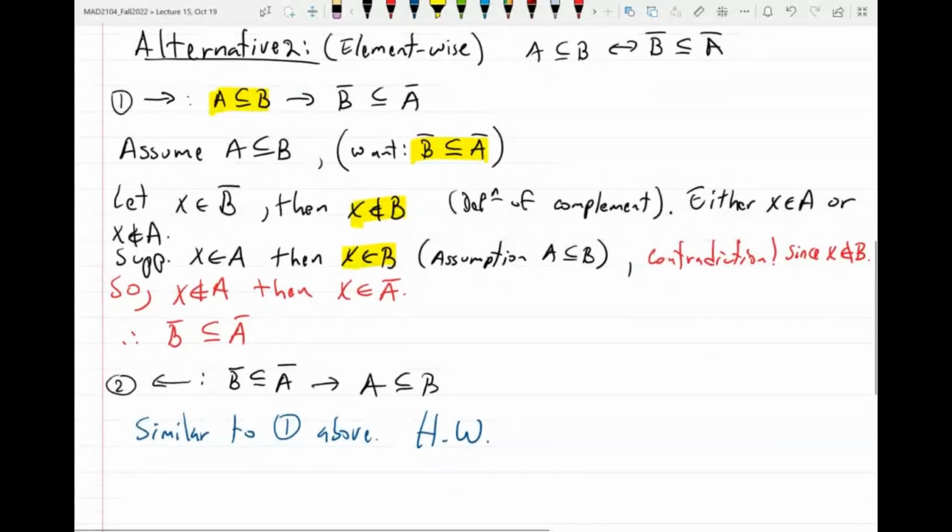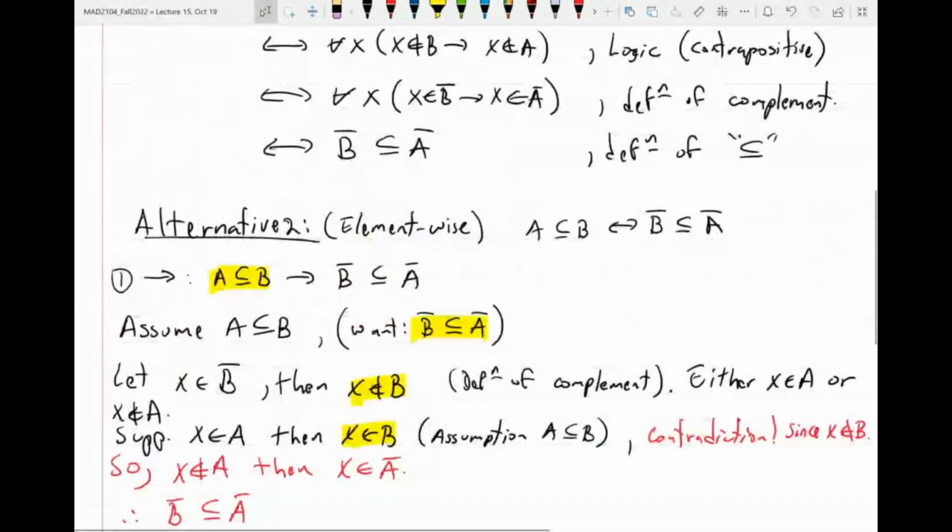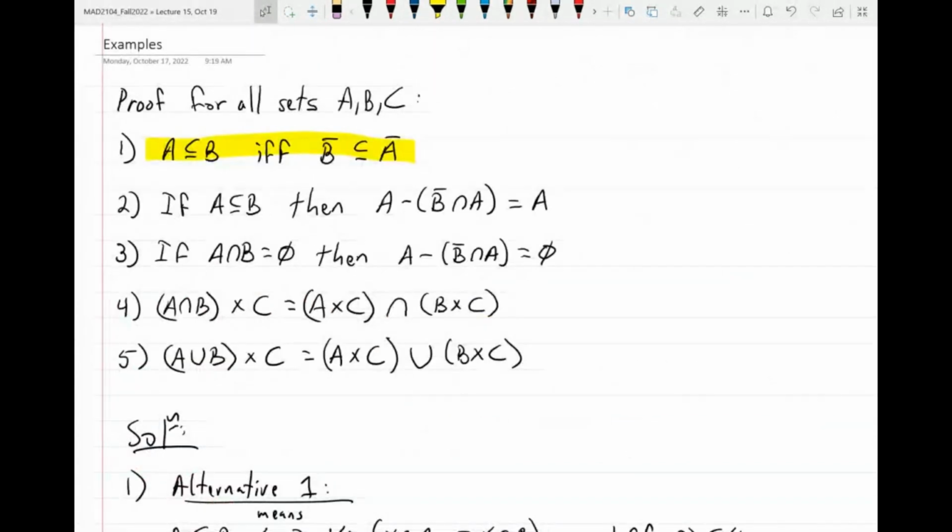Okay, questions about number one? Okay, so let's see number two. Again, number two can be done two ways. One is playing with the basic laws that we saw last time, and the other one would be using the element-wise approach. Okay, but let's see.